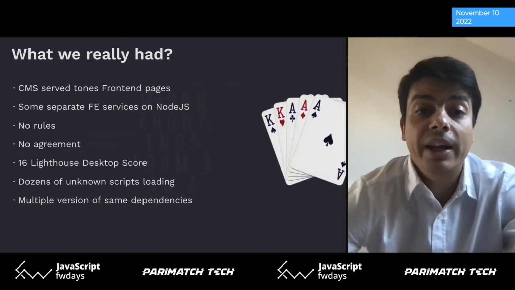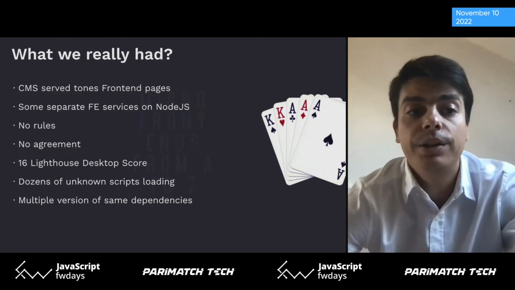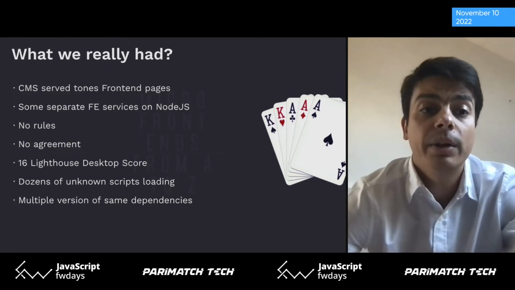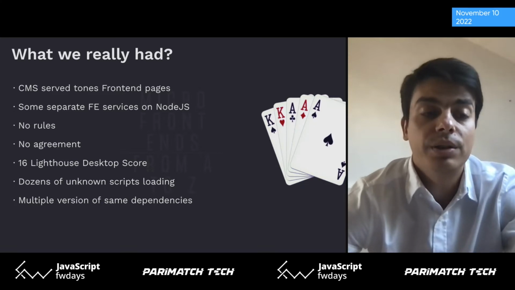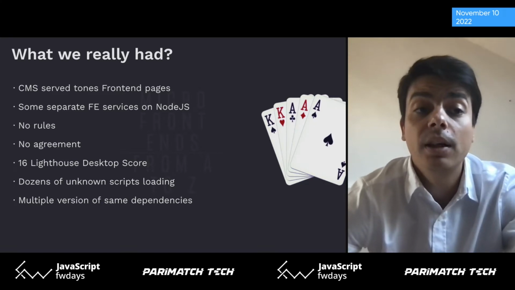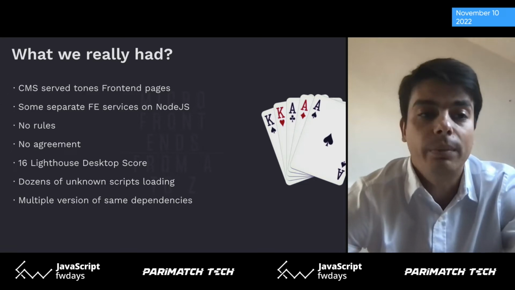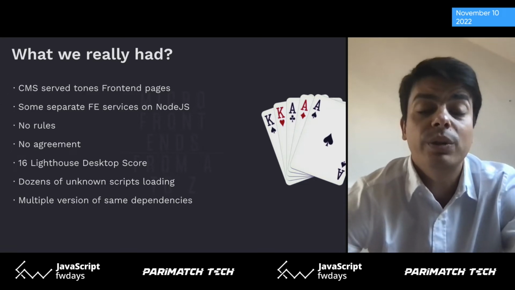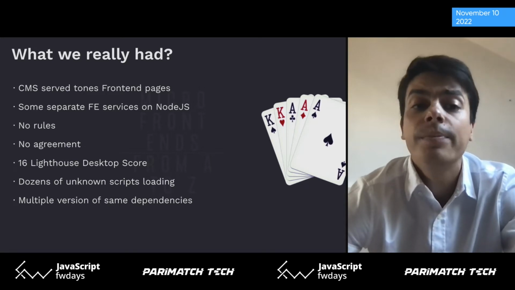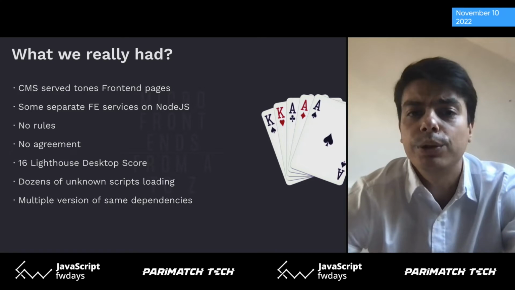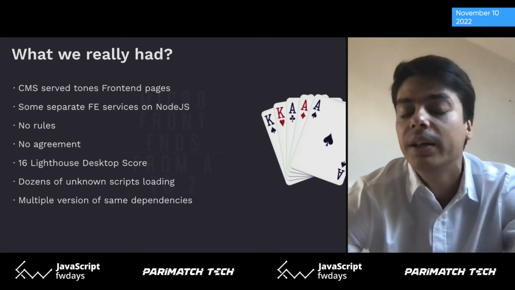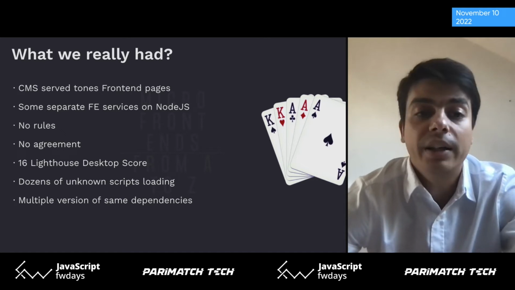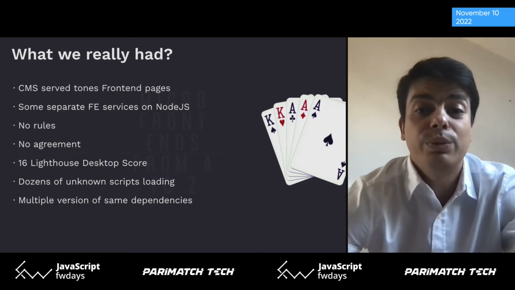So what we really had in 2018, we had a CMS that served a ton of pages. Nobody knows how the CMS works in detail. Nobody wanted to work with the CMS and with these front-end pages. It was really hard to hire any front-end developers because in 2019, almost all front-end developers wanted to work with hype technology like React, Vue.js, Angular, I don't know, even Svelte and others. So nobody wants to work with your legacy CMS.